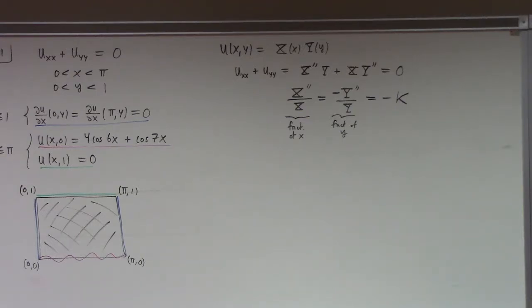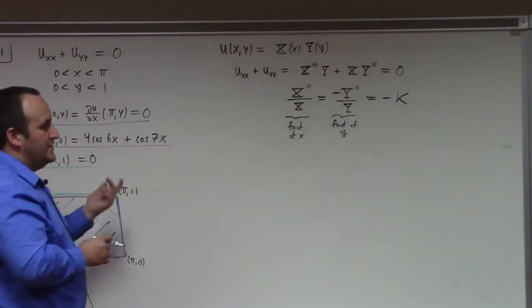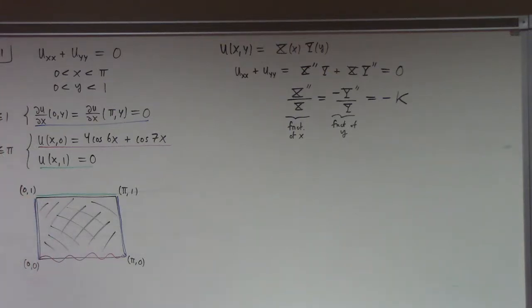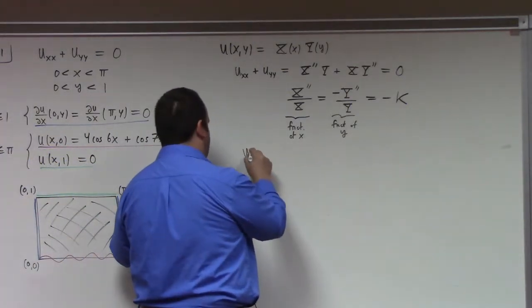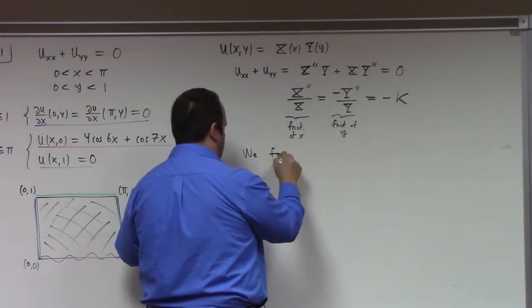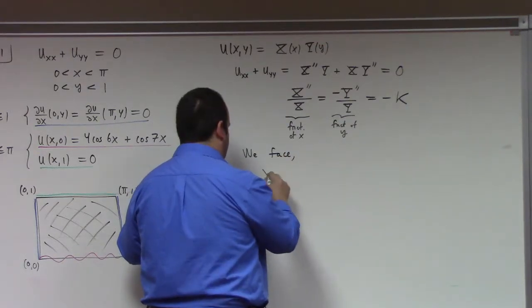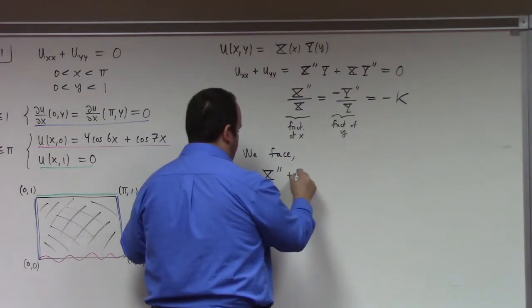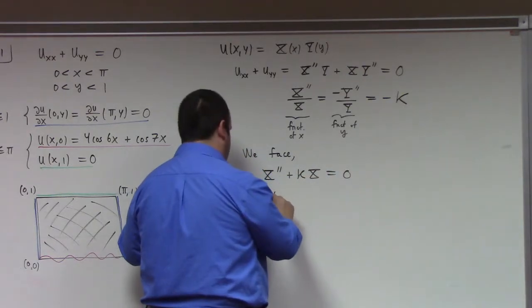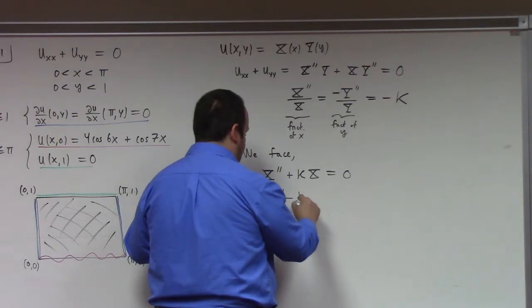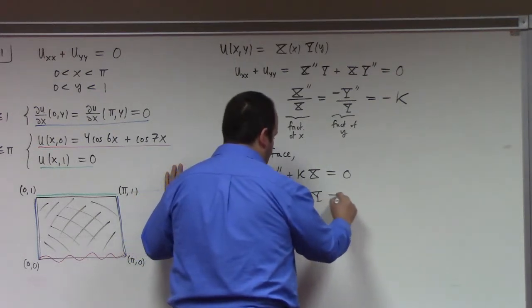You could derive this also by partial differentiating this equation with respect to x or y and integrating to get that. I mean, there are ways of deriving that it has to be a constant. But anyway, let me get to the point here. Okay, so again, we face a pair of ODEs that are related. We face X prime prime plus kX equals 0, and, interestingly, Y prime prime minus kY equals 0.